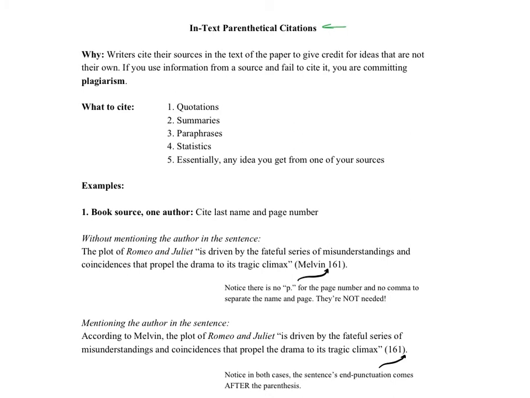So what do you cite? You cite quotations, you cite summaries. Anytime you paraphrase information from a source, you cite that. Statistics. Any information you get from one of your sources, you must cite it. And then it goes on to explain how to cite different things.